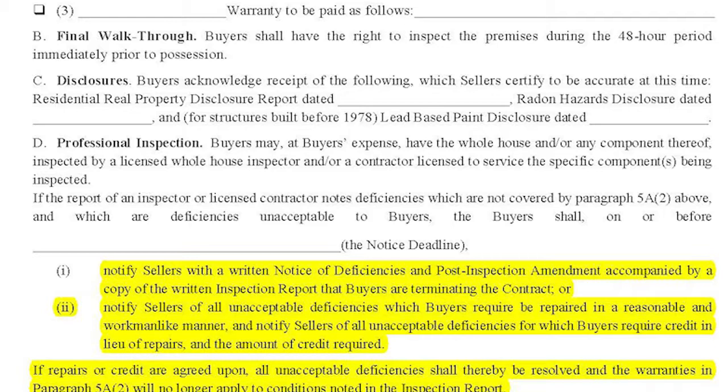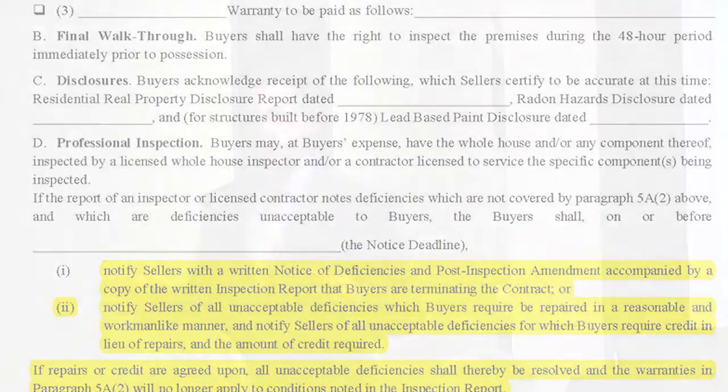notice that if the report or inspector of a licensed contractor notes deficiencies which are not covered by 5A2 above. Now let me pause for a second there. 5A2 is already covered elsewhere. Normal working condition, not new, not perfect, normal working. I would still tell you include your 5A2 defects in the post-inspection notice as a practical matter. So the wording is that way to parse them out. I would still throw them in there.